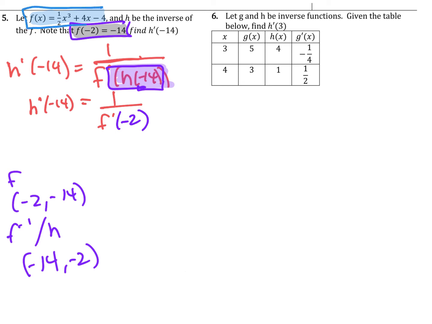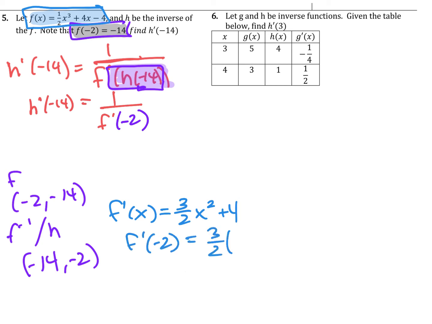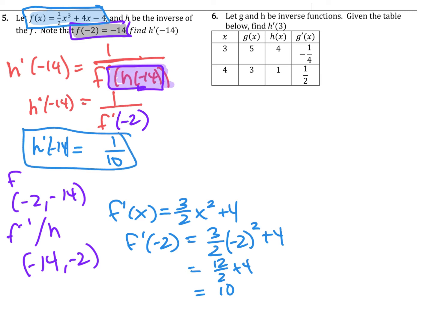Well, we have f of x, which means we can just find the derivative by simply applying the power rule here, 3 over 2 x squared plus 4. And we care specifically about what happens when x is -2, so we can just plug -2 in here. And this is going to give me -2 squared is 4. 4 times 3 is 12, so 12 over 2 plus 4, or 6 plus 4, 10. So this is going to be 1 over 10. So h prime of -14 is equal to 1 over 10.